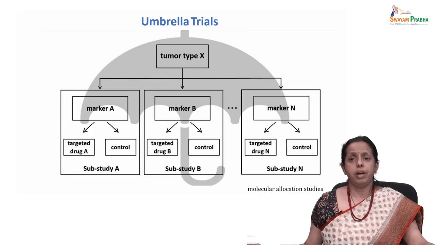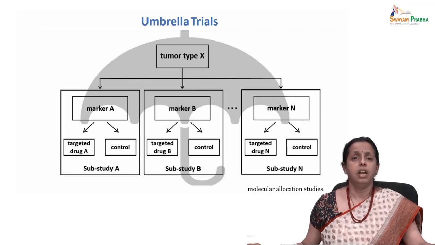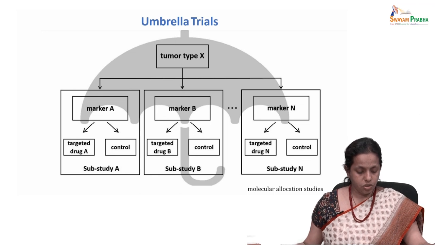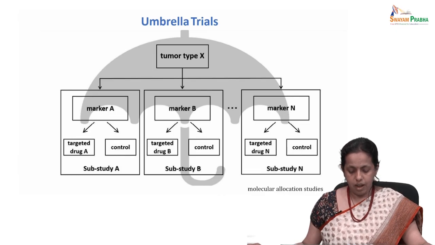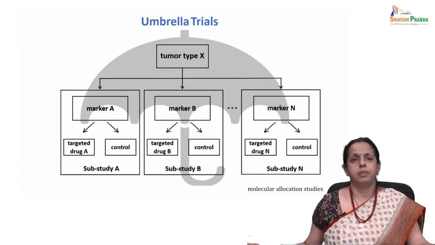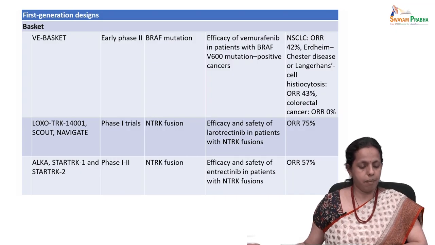But umbrella trials are usually large-scale and long-term master protocol trials. When the standard therapy changes during the trial, the clinical significance of comparing to a control group of patients undergoing standard therapy is lost, because it may take a little longer. So umbrella trials are also termed molecular allocation studies. You have the control here. As I mentioned, your control could be a different standard treatment or a placebo, and for marker A, a targeted drug. This is a very important master protocol type, your umbrella design. You have your basket designs. For example, you have the VE basket, which in early phase 2 covers the BRAF mutation.